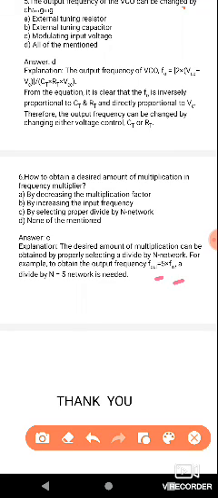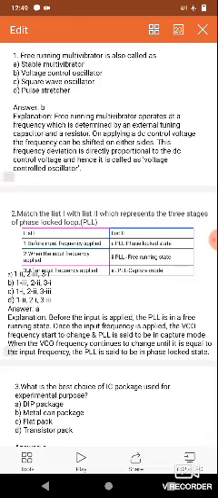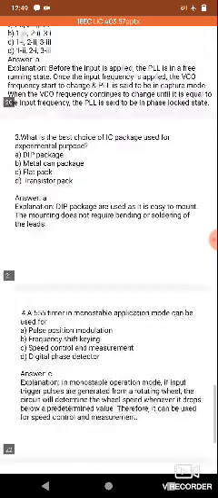So to obtain the desired amount of multiplication in a frequency multiplier, we can choose by selecting the proper divide by n network. This is the answer. So these are all the quiz questions related to multivibrators along with PLLs.